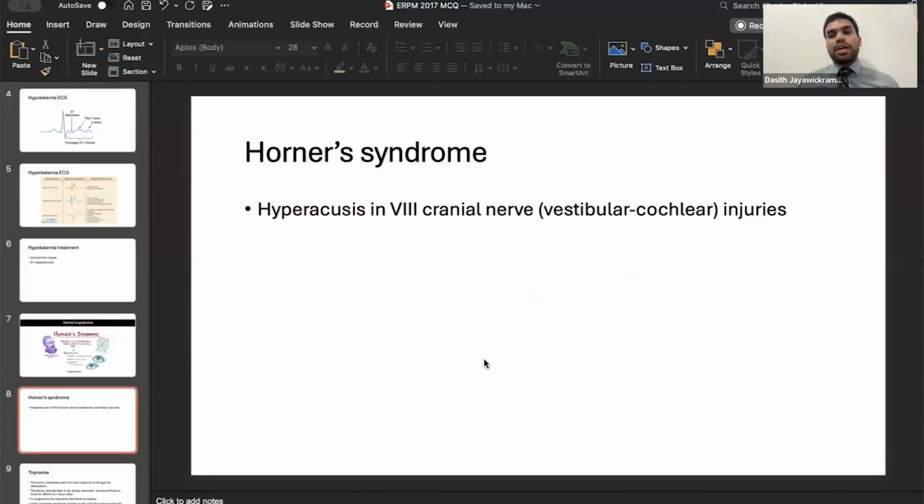Hyperacusis. Where does hyperacusis occur? Hyperacusis occurs when there is damage to the eighth cranial nerve, the vestibulocochlear nerve. It is very characteristic of vestibulocochlear nerve injury, not of Horner syndrome. Okay. And meiosis, as we said earlier, is true. Ipsilateral loss of facial sweating: yes, that is what I call anhydrosis. Ipsilateral anhydrosis is the correct term.